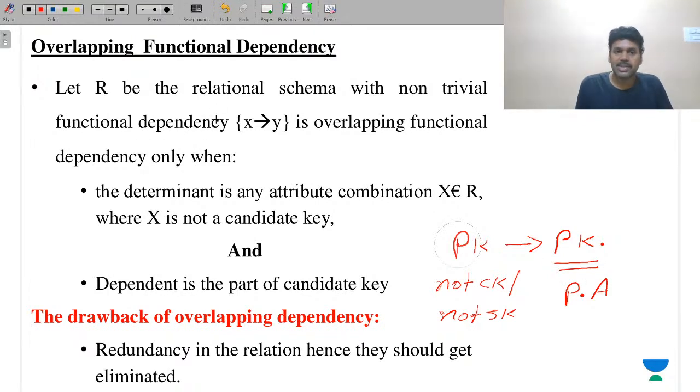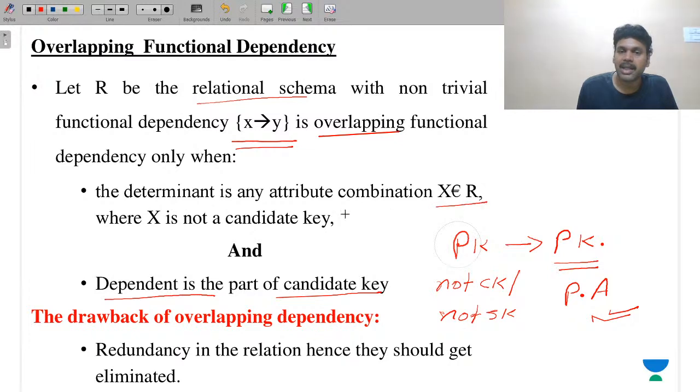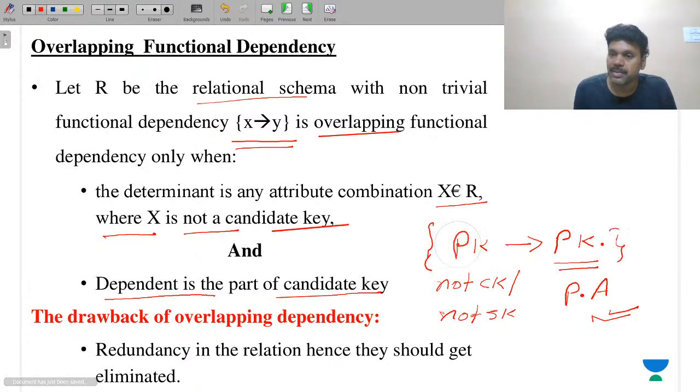So as far as definition is concerned, let R be a relational schema with X implies Y production. We want to say that overlapping dependency means dependent is a what? Part of candidate key, part of key, and determinant can be any combination, but X must not be a candidate key or super key. Or you can also see a special situation called part of key versus part of key is the concept of overlapping dependencies. So what is the problem with overlapping dependencies? As like transitive and partial functional dependency, you will have redundancy. We will have a proof in that. Please understand again.